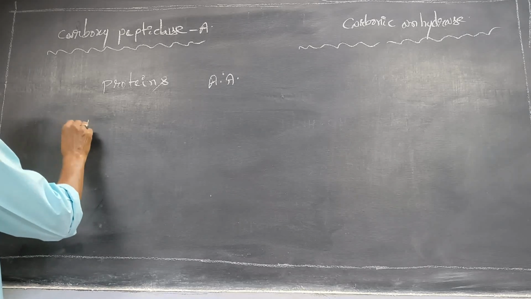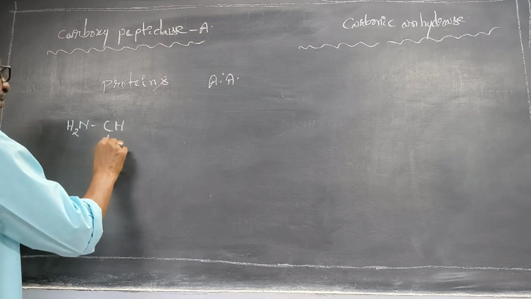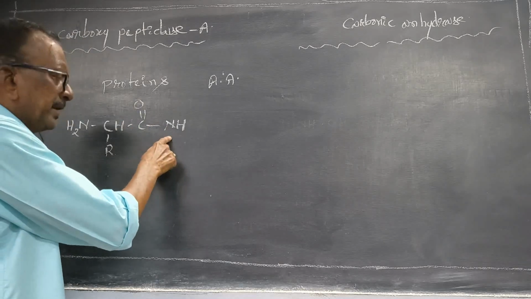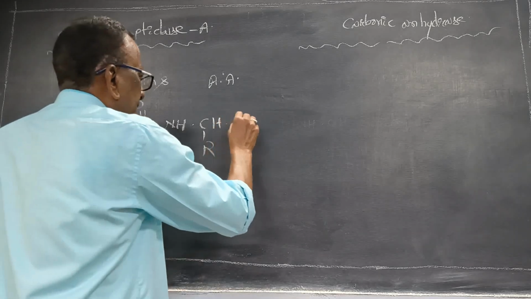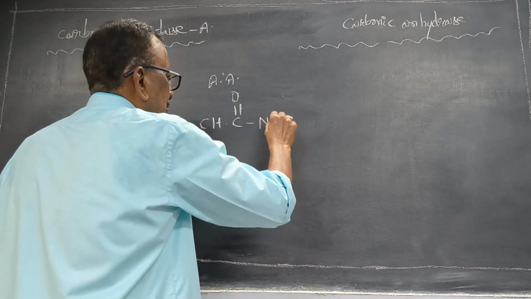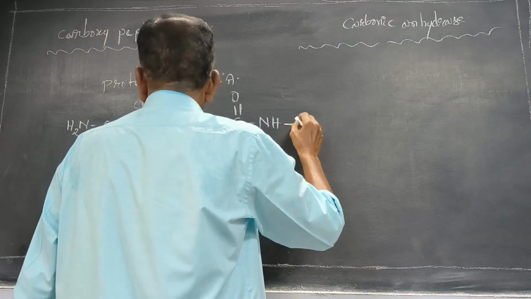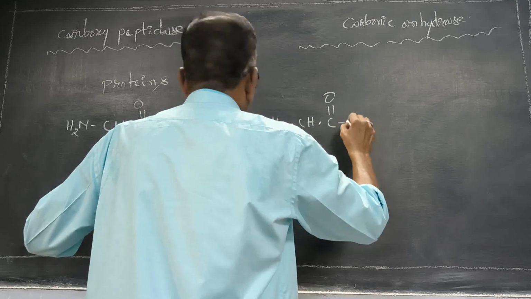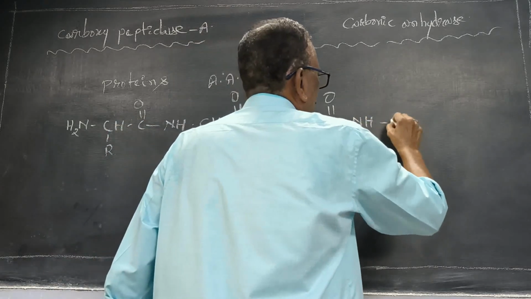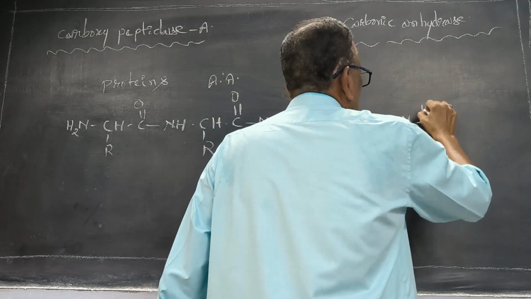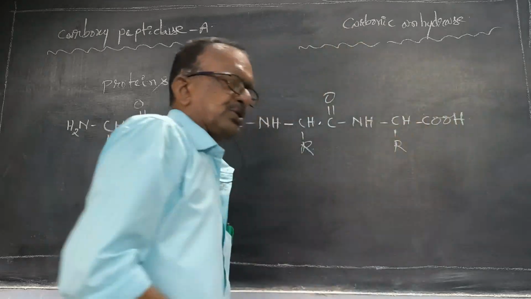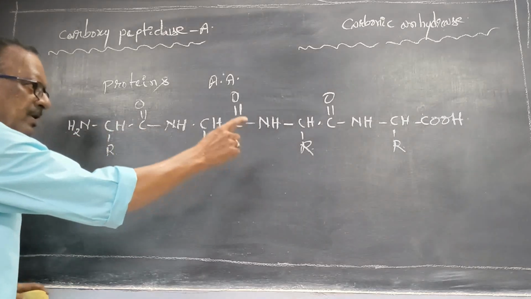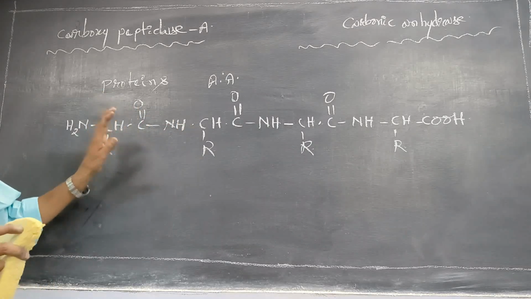First it must have one amino group, then CH, then R, CO, then it is linked with another amino acid through CO, NH, which is a peptide bond. So we have CH, R, CO, NH, CH, R, CO, NH, CH, R, COOH. Now R is varying, R is different. So how many R's are here? Four. That means four amino acids are linked.